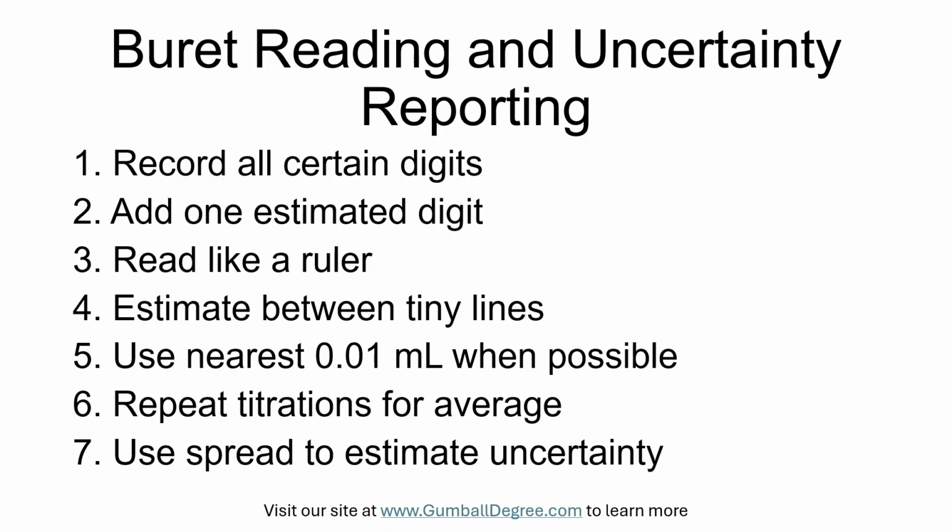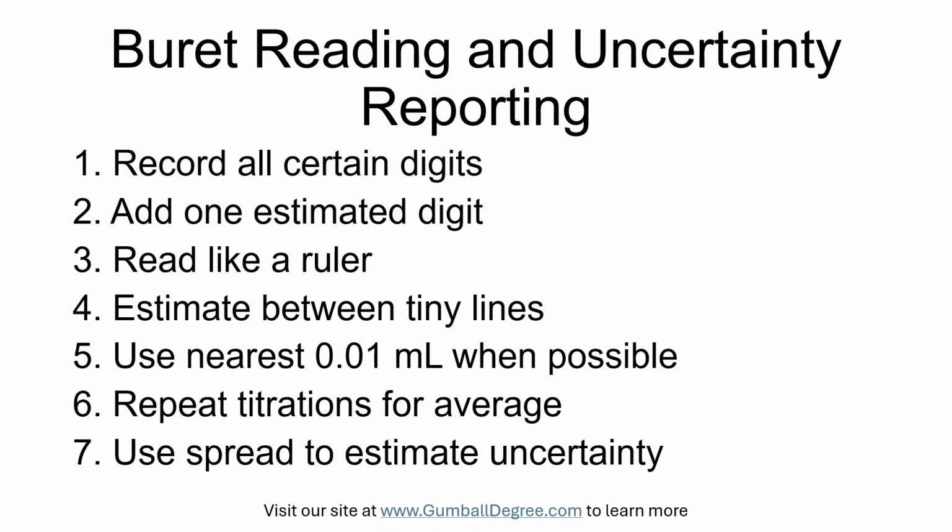Think of reading a buret like reading a ruler with tiny lines. You write down every digit you are sure about and then add one more digit that is your best guess between the tiny lines so that you capture what you actually saw. If the buret scale has marks every 0.1 milliliter, you can read to the nearest 0.01 milliliter by estimating one extra digit, which gives more precise reporting like 19.85 milliliters.